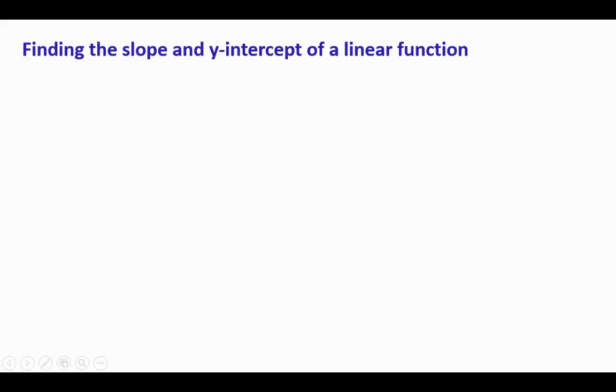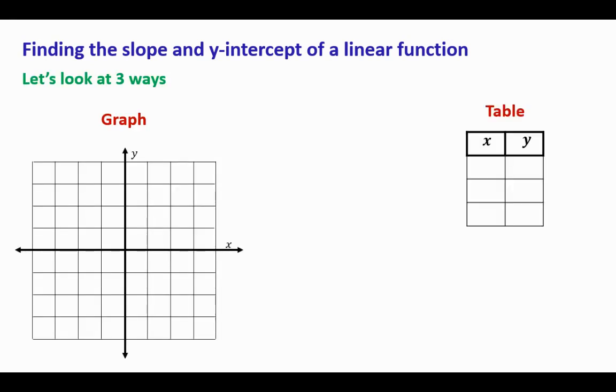All right, so let's find the slope and y-intercept of a linear function. We're going to look at it three ways. First, we're going to look at a graph. Then we're going to use a table. And we're going to learn how to build slope-intercept equations where y equals mx plus b, where m is the slope and b is the y-intercept.